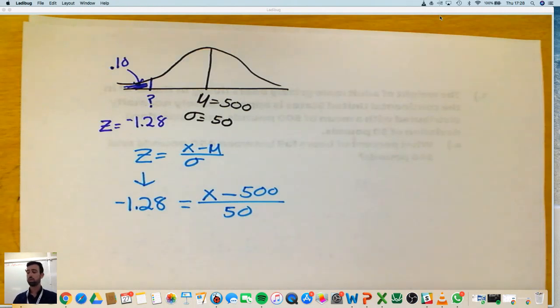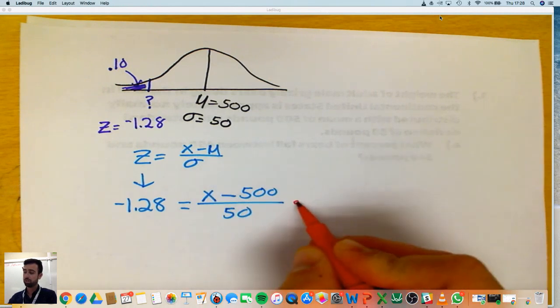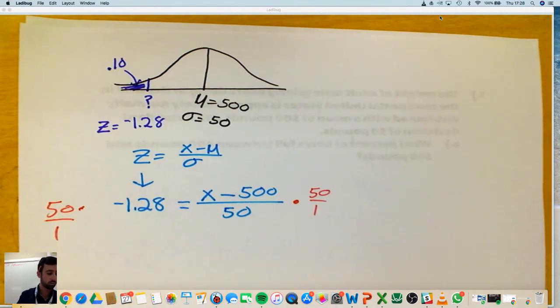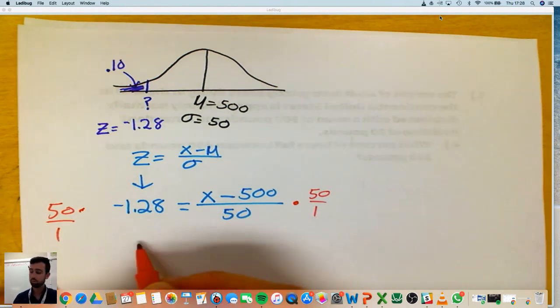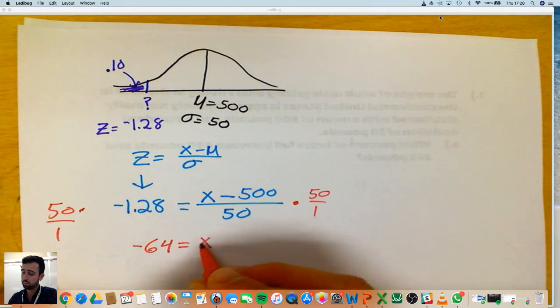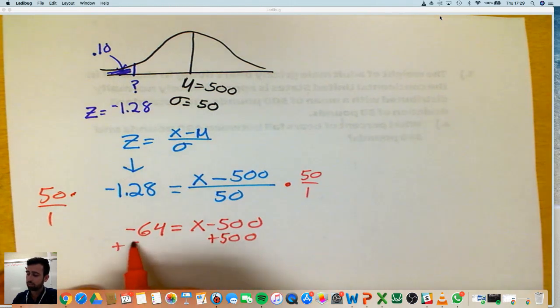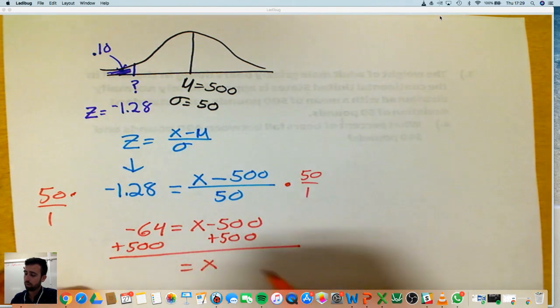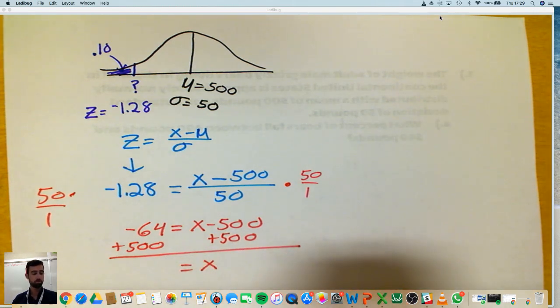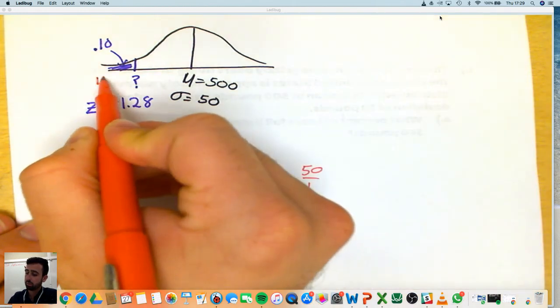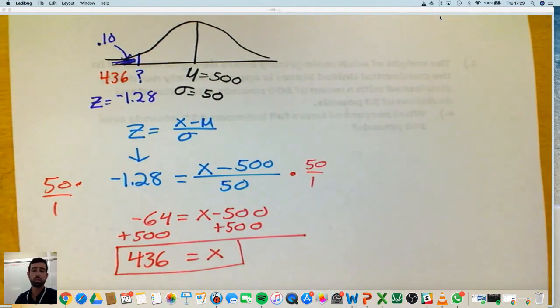And then again, we want to undo division because we want to get this by itself. So we multiply by 50 over 1, multiply by 50 over 1. So negative 1.28 times 50 is going to get me negative 64 equals x minus 500. I got to bring this 500 over, so I add 500 to both sides. So we get our value equaling 500 minus 64, which gives me 436. So that tells me that if a male grizzly bear weighs 436 pounds, they're going to be in the 10th percentile. So the answer to that question is 436.